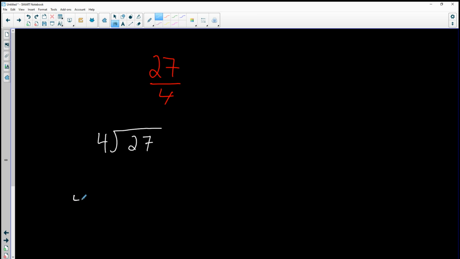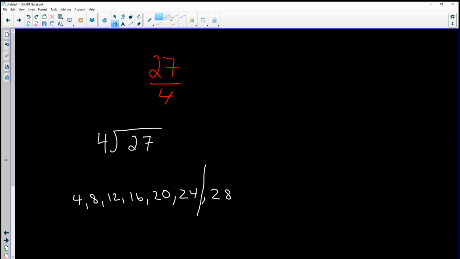So you can think about it like this, making your list of multiples: 4, 8, 12, 16, 20, 24, and 28. Okay, we don't want to go over, so we should actually stop right here. So how many times did I count up by 4s? 1, 2, 3, 4, 5, 6 times.